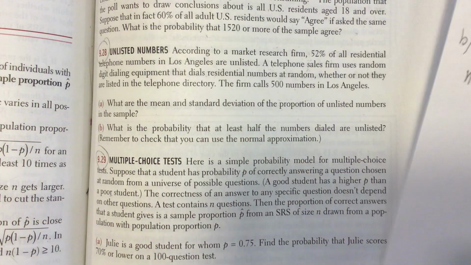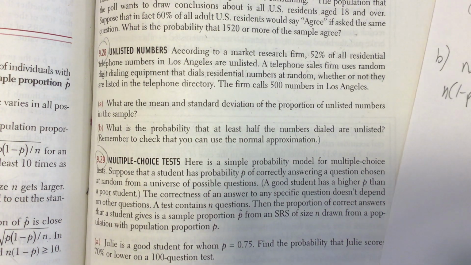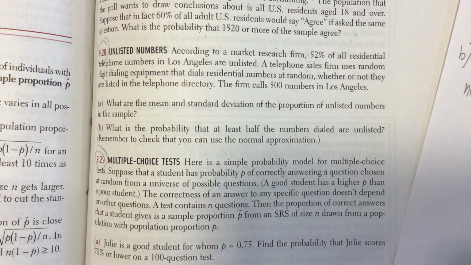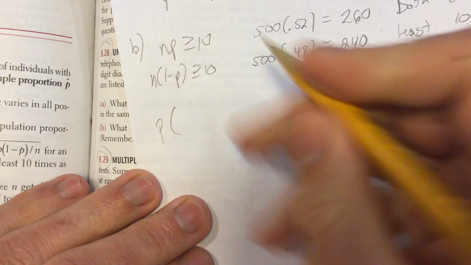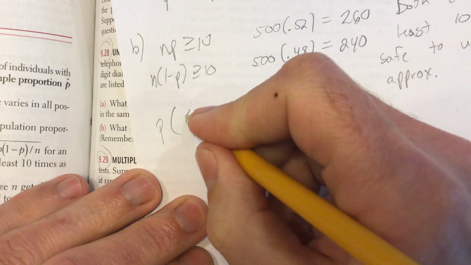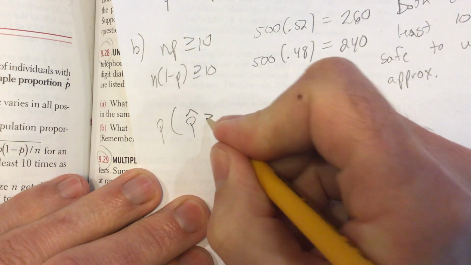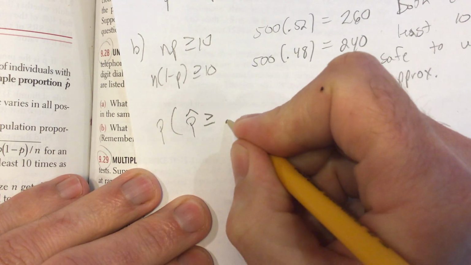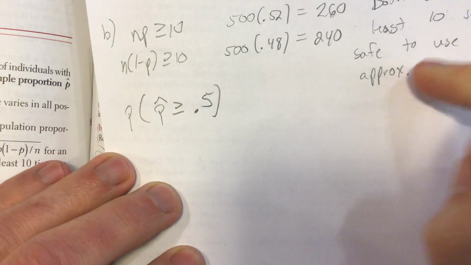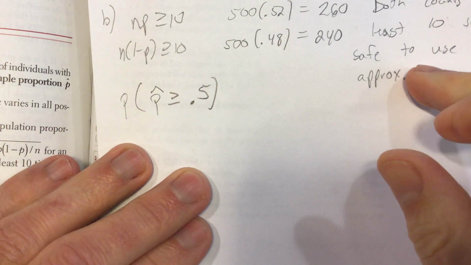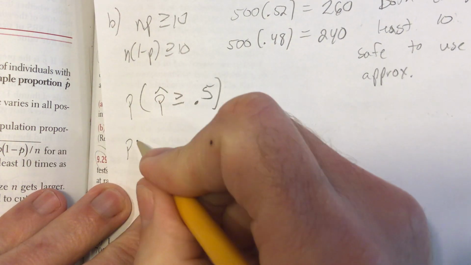Okay. All right, now let's actually do the problem. What's the probability that at least half are unlisted? So we want to know the probability that p hat is at least half. All right, well, they pretty much held our hand again, telling us to use a normal approximation. So let's do it.